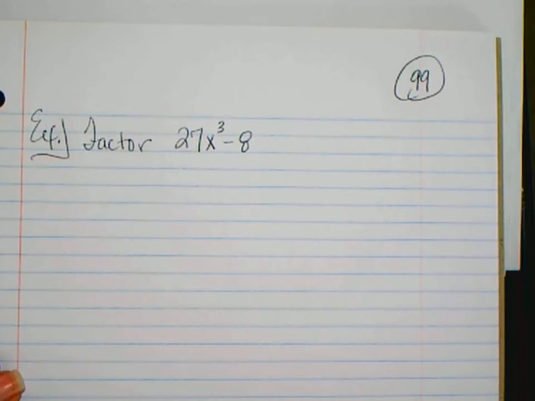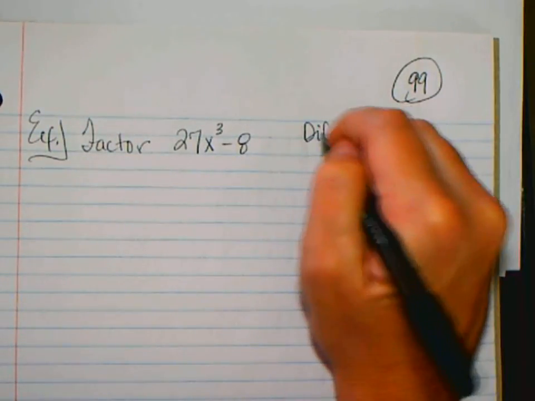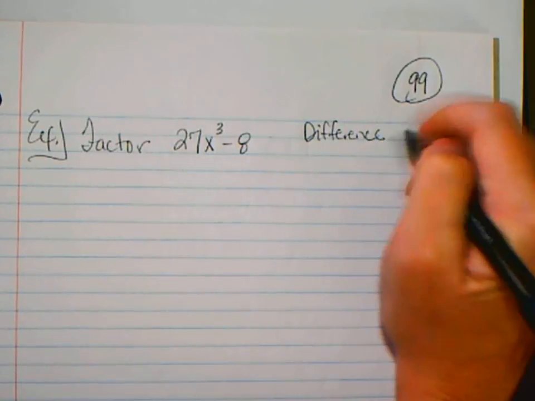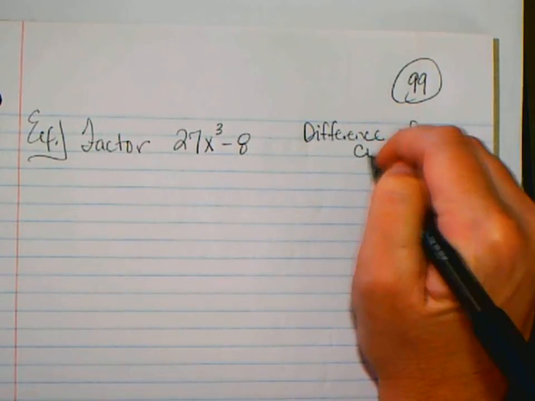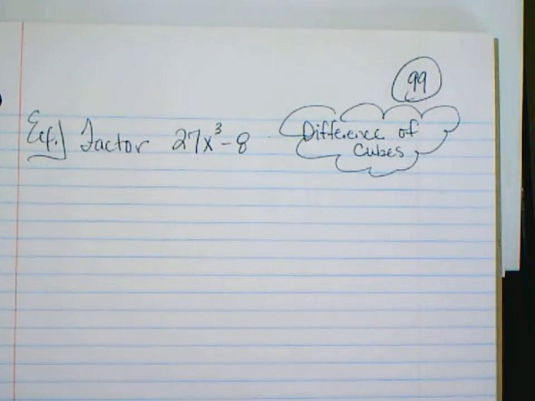Okay, all right, I have two terms here. Is 27x cubed a perfect cube? Yeah. Is 8 a perfect cube? And there's a minus sign. So what kind of special case is this? Difference of cubes. Minus is difference, right? Perfect cube minus a perfect cube, that is a difference of cubes. So the only thing we have to do is factor it. So I'll follow my pattern, which I'm going to write every single time so that it's memorized.